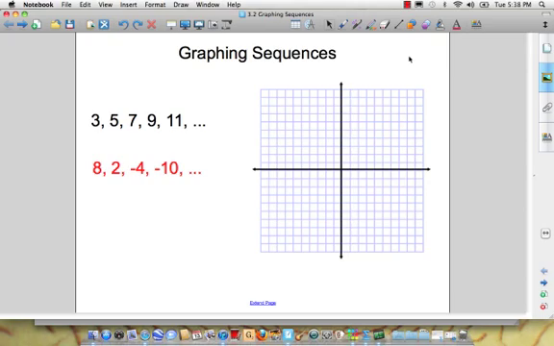This lesson introduces graphing sequences. We looked at sequences last time. Sometimes it's convenient to represent the sequence with a graph.